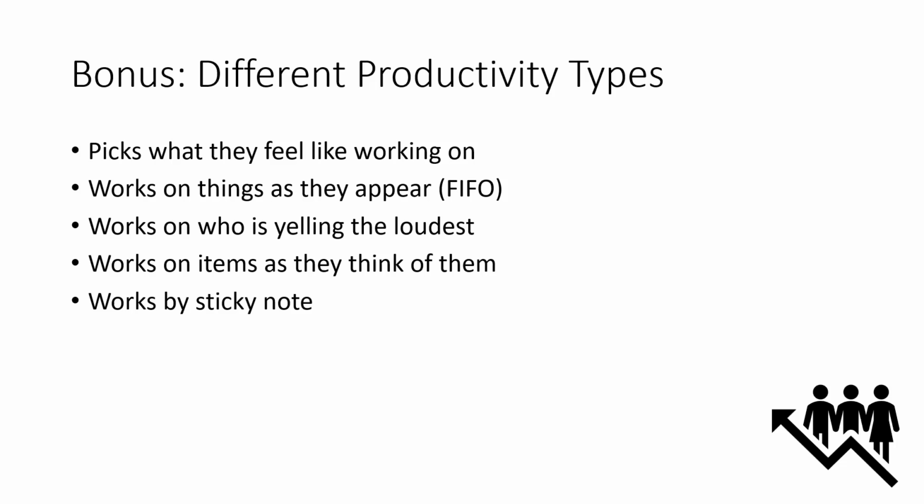The other productivity type is works on items as they think of them. So this is really driven by someone who is nervous about forgetting something, and so as they remember something, it doesn't even have to be written down or on the to-do list or even in an email, but as they remember it, they get it done immediately. Now, the problem with that is you're kind of jumping from task to task, and you don't really have a good schedule or a strong framework in order to maximize your productivity. So you'll end up wasting a lot of time.